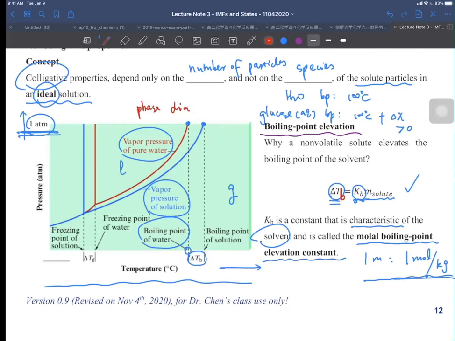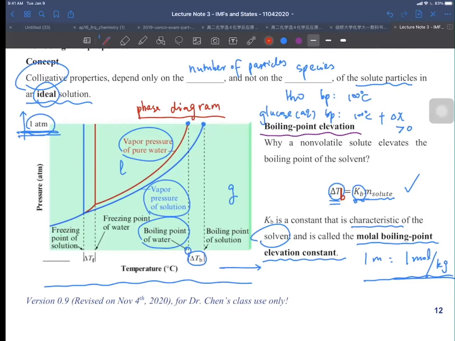We are going to talk about this a little bit more in depth later. So based on the phase diagram, we can have a good understanding about why the boiling point will be elevated, right? Make sense to you?